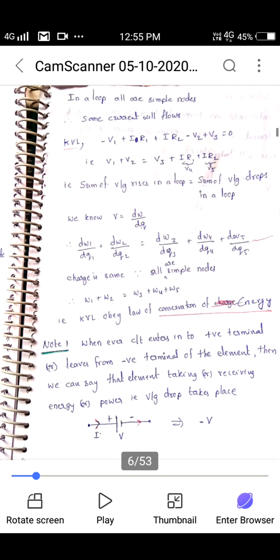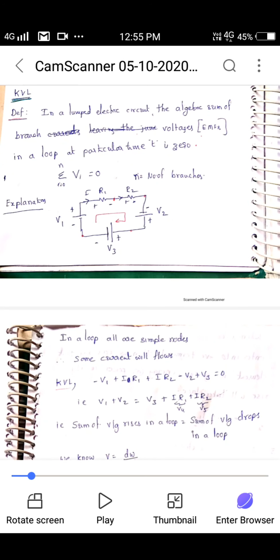Now with this knowledge, if you apply KVL to the given circuit, we get the expression as minus V1. Here, if current is entering into the negative terminal, I represent the magnitude as negative. So minus V1 plus I into R1 plus I into R2 minus V2 plus V3 is equal to 0. From this we can say that in a loop, branch voltage taking is equal to branch voltage giving.